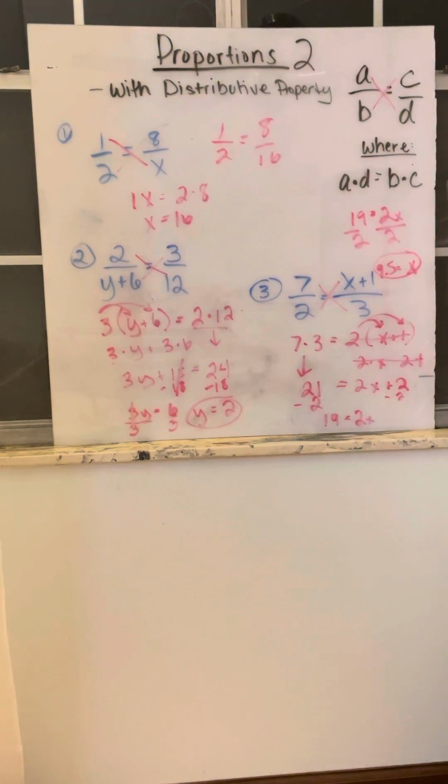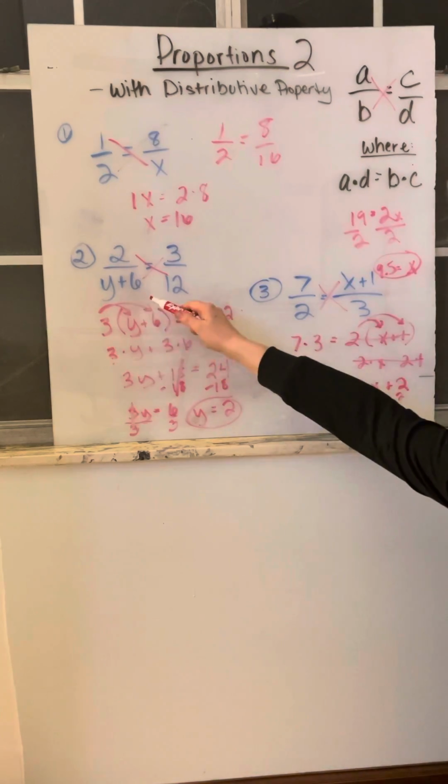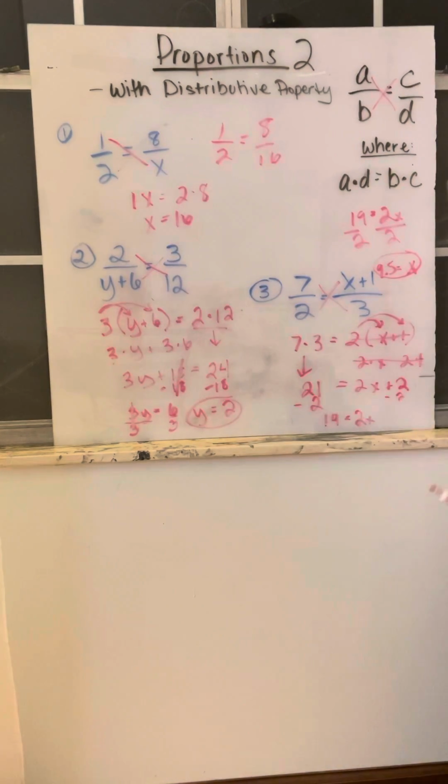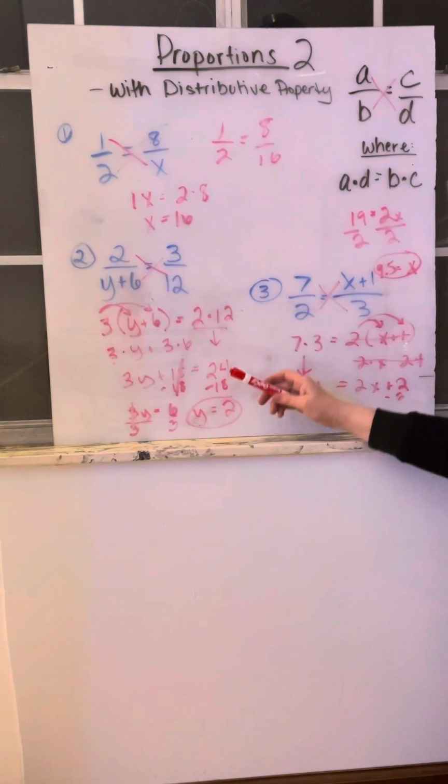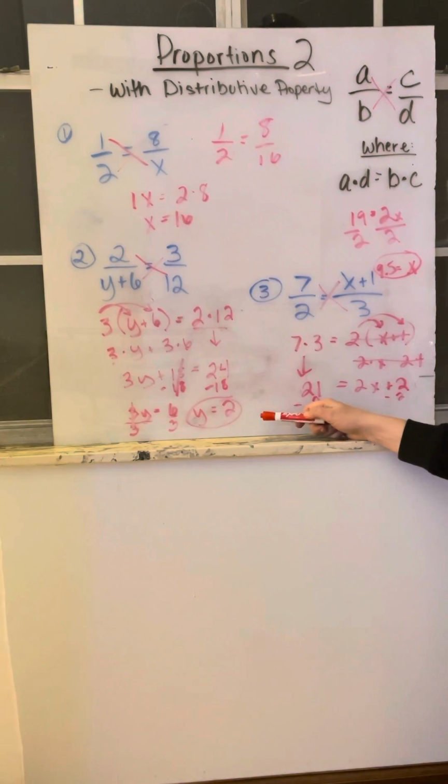So again, all you do is you cross multiply. And after you cross multiply, if you have something like y plus something, y minus something, x plus something, x minus something, you have to distribute. But we learned how to do that last semester. And then it creates this two-step equation. You solve that two-step equation to get your variable, and that's what you do.